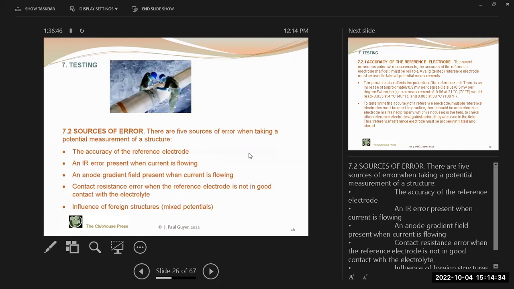There are 5 sources of error when taking potential or voltage measurement of a structure. These are the accuracy of the reference electrode, a voltage error, IR, current times resistance error, present when current is flowing, an anode gradient field present when current is flowing, contact resistance error when the reference electrode is not in good contact with the electrolyte, and the influence of foreign structures, that is mixed potentials.